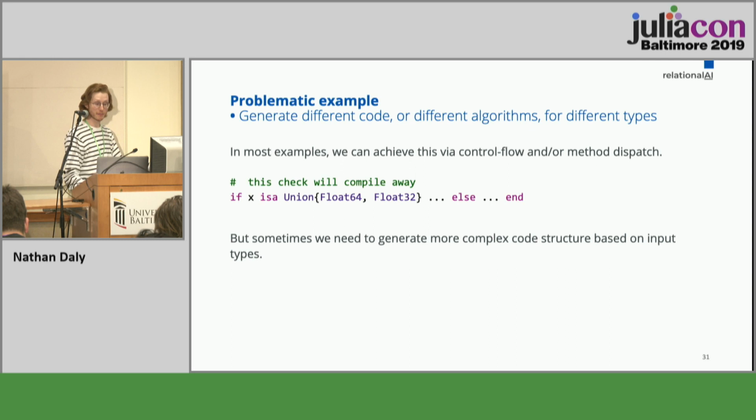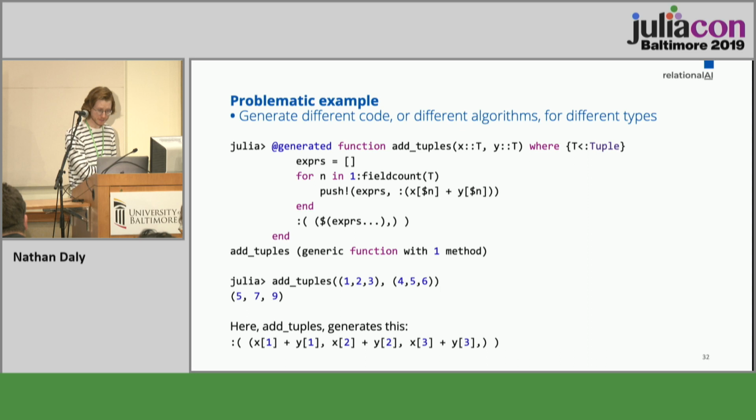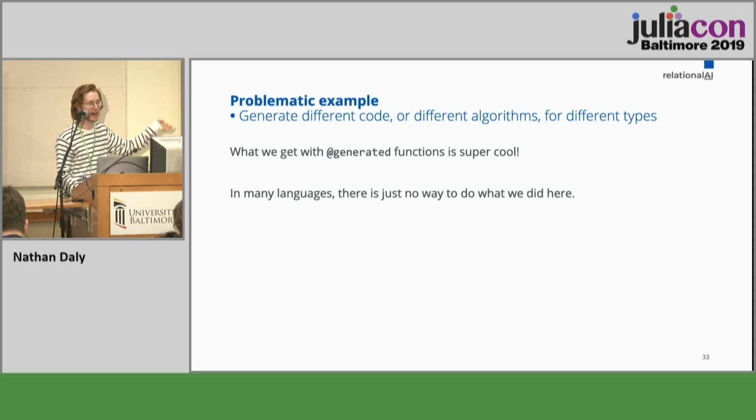But sometimes you want to generate a more complex code structure than this if can express, and that's what Julia has generated functions for. And this is actually not a problematic example. This is just like, aren't generated functions so cool? In this example, you want to add two tuples pointwise, so we have 1, 2, 3, and 4, 5, 6, and we want to add each of their elements together. And so we're basically trying to generate this code on the bottom, which says add the first two things, add the second two things, and add the third two things. And we can write this generated function here, which says, hey, we know how big these tuples are, and we know exactly what code we want to generate, so let's just do that. Generated functions are super cool. A lot of languages don't have any way to express that at all.